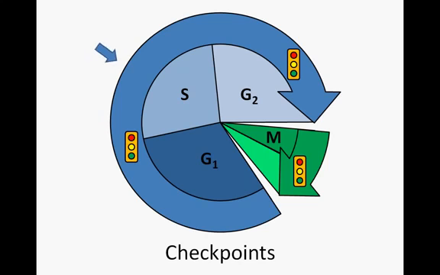Following DNA synthesis during S phase, the G2 checkpoint gives the cell a chance to look for any DNA damage or mismatched bases that may have been introduced during replication. The cell will arrest its progression through the cell cycle at the G2 checkpoint until these errors can be corrected.